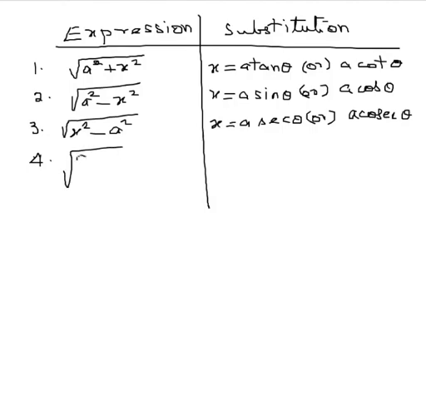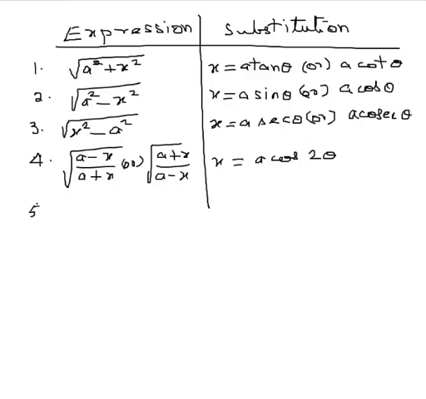If it involves the function root of a minus x by a plus x, or root of a plus x by a minus x, wherever you have 1 plus or 1 minus, or a plus, a minus, we always substitute x as a cos 2 theta, because we have formula for 1 plus cos as well as 1 minus cos.